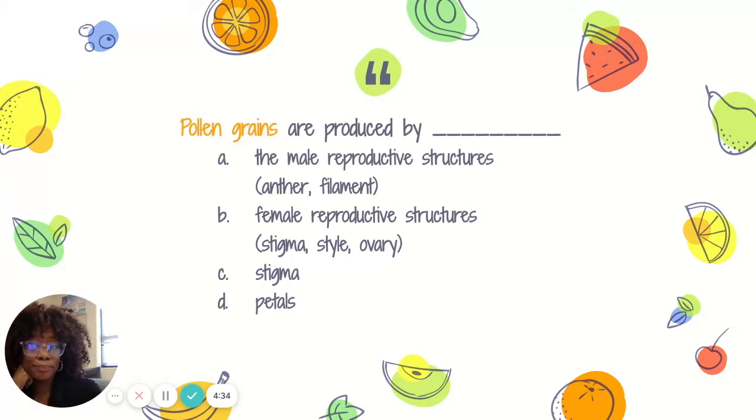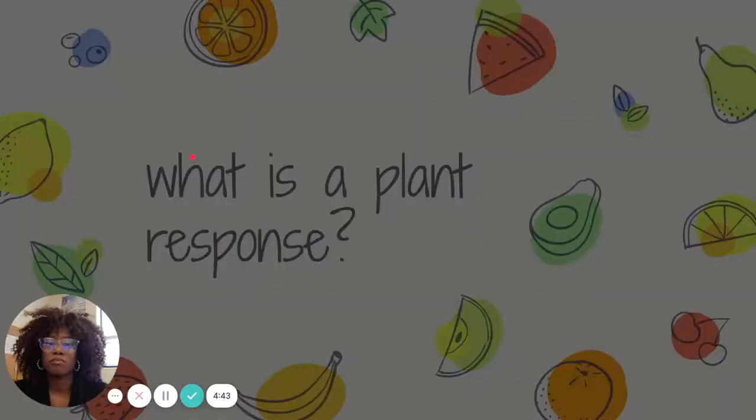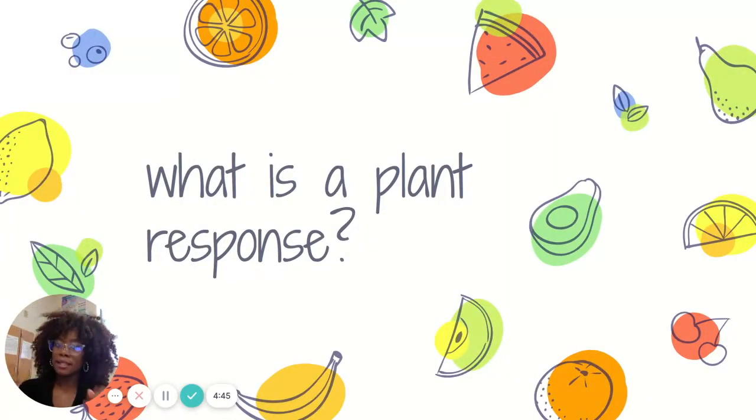Talking about pollen, the male reproductive structures, right? Because pollen is plant sperm, and we know that sperm is produced by male reproductive structures. Okay, let's get into today's lesson, plant responses.